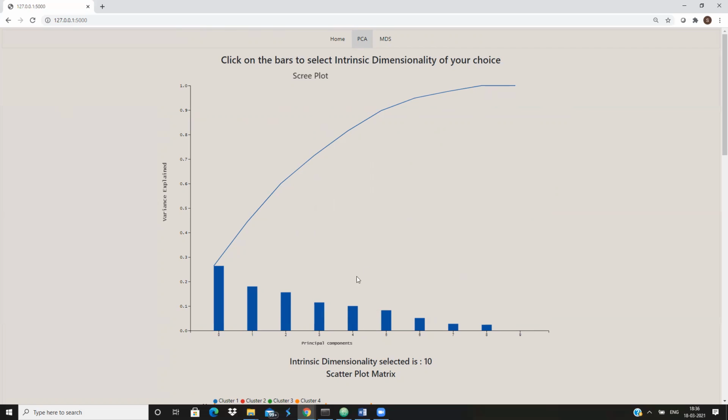So the user can select an intrinsic dimensionality index. As you can see, you can click on one of the bars to select the intrinsic dimensionality of our choice. And that would plot a scatterplot matrix and would also display a table of the top 4 attributes with the highest SSL, which is the sum of squared loadings on those PCs.